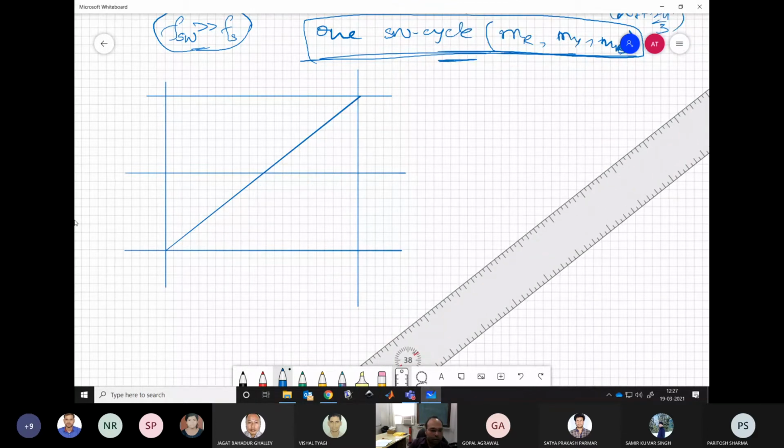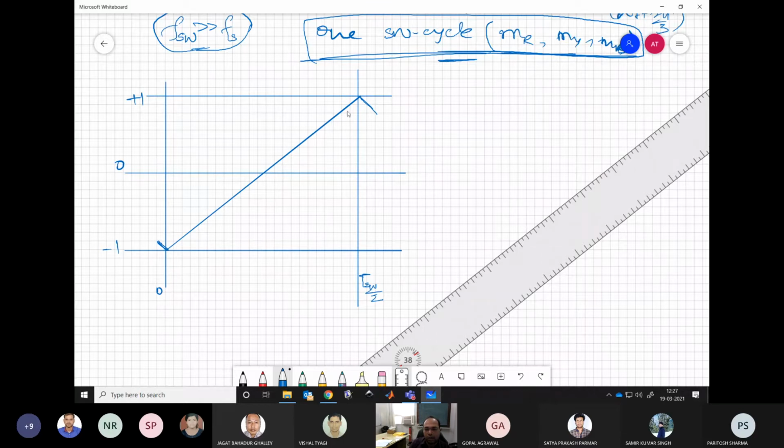It will be like this on this side and like this going on this side. Here is 0. Here is TSW by 2. This is our 0 axis, +1 and -1 limit. So our carrier signal is varying between -1 to +1.